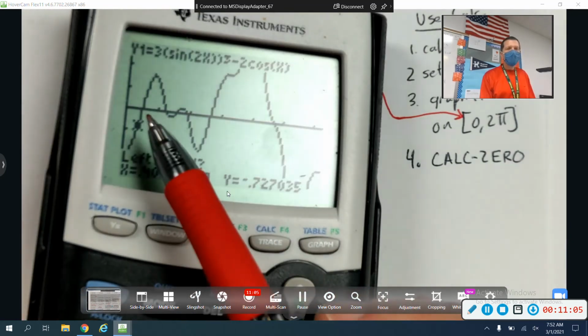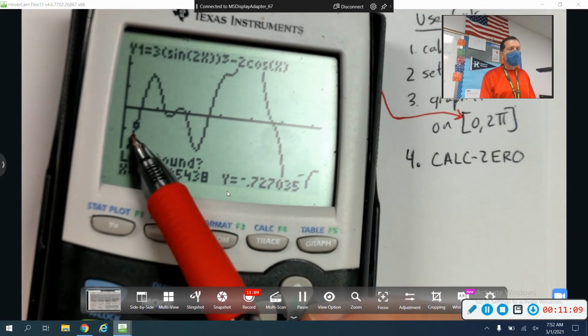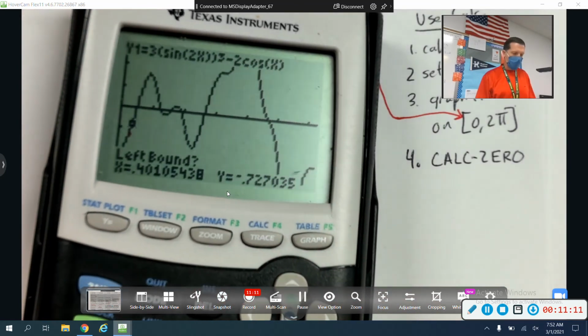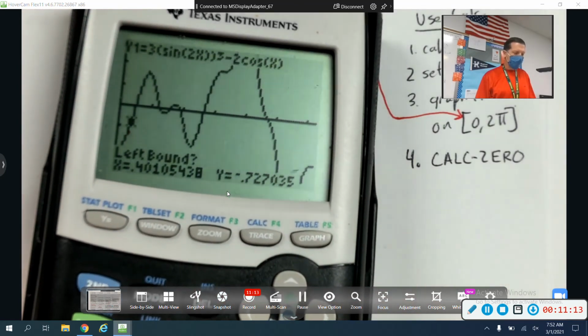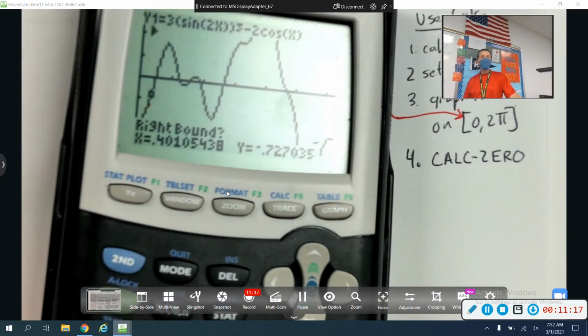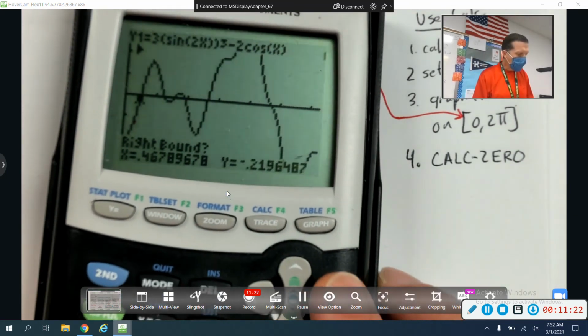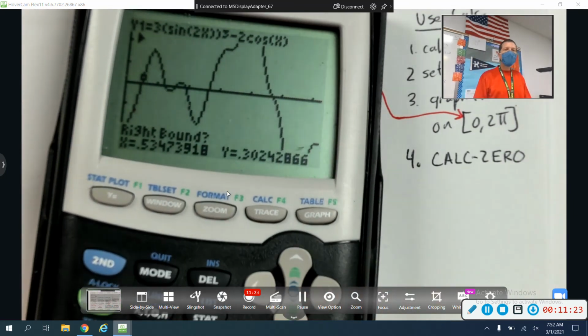So I'm going to go in order. If I want to find that first 0, I need to get a little bit to the left of the 0. Press enter, and then it says right bound. You're like, okay, so I guess I need to get to the right of that 0. So make sure you're to the right of the 0.